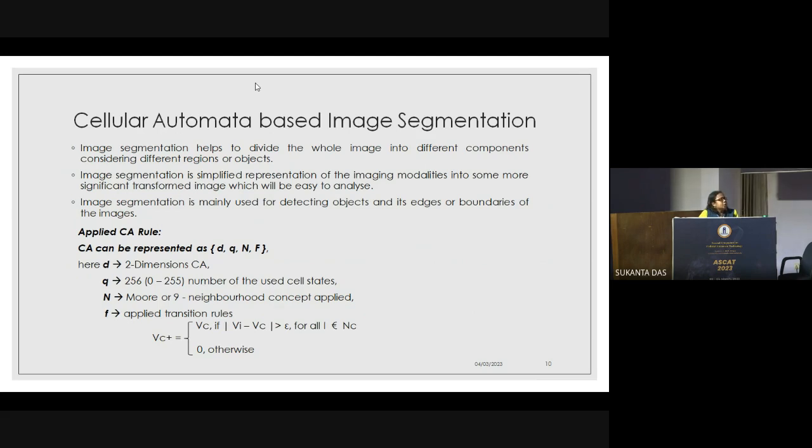So here, in considering image segmentation, I have considered a two-dimensional CA, and the state values can be 0 to 255 as I have considered a grayscale image. I have applied the Moore neighborhood concept, and for the transition rules, considering one core or reference cell, the state will remain the same if the difference between the adjacent neighbor value and the core cell value is greater than the threshold. Otherwise, it will be replaced with zero.